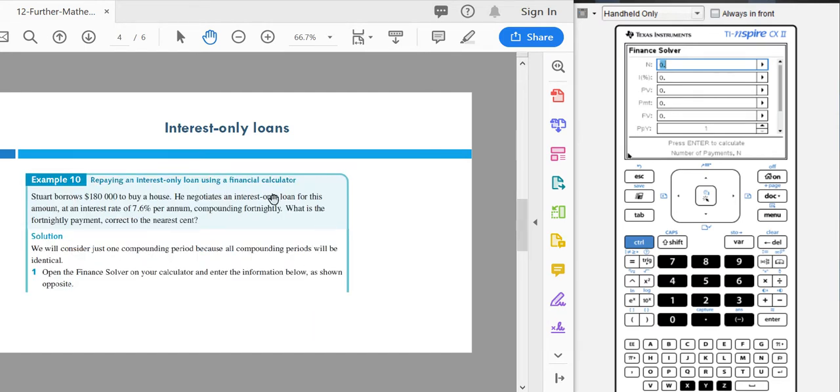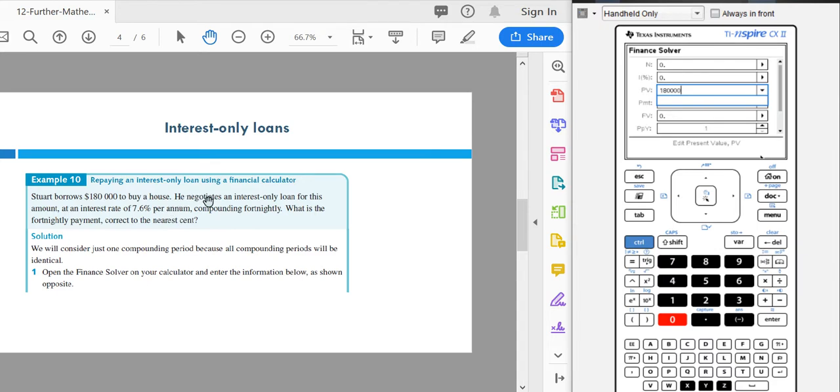Right, how do we do this on a graphics calculator? So let's have a look at this one here. Stuart borrows $180,000 to buy a house. So the bank is giving him $180,000 to buy that house. So what happens in this situation is that the present value is what the bank has given him. So in this one here, $180,000. So you put $180,000 into this area here.